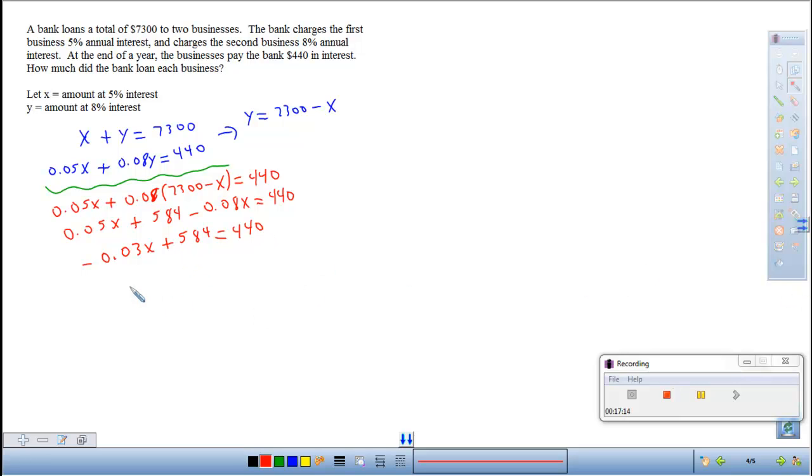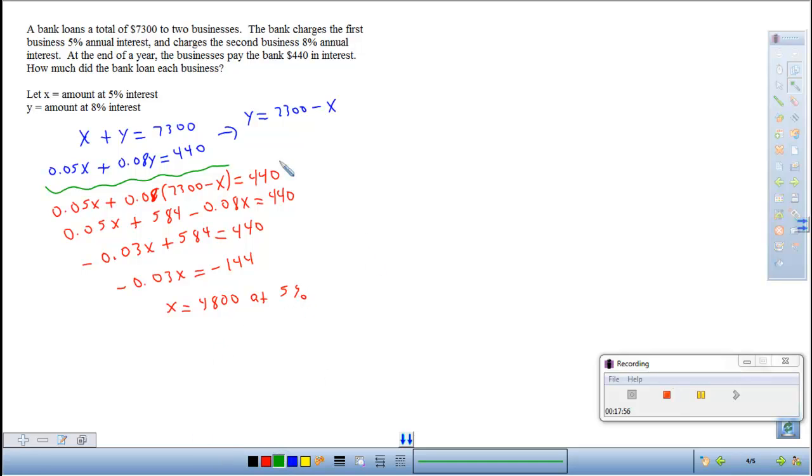And then we want to subtract 584 from both sides, to give us negative 144. Then we're going to divide both sides by negative 0.03. I'm dividing both sides by a negative number, so therefore I'll end up with positive 4,800. And that's x equals 4,800. So that tells me that $4,800 of the loan was at 5%. So that's one part of my answer.